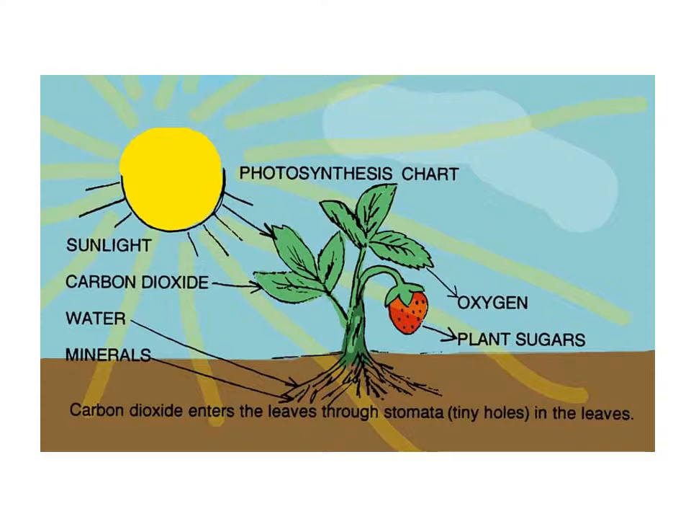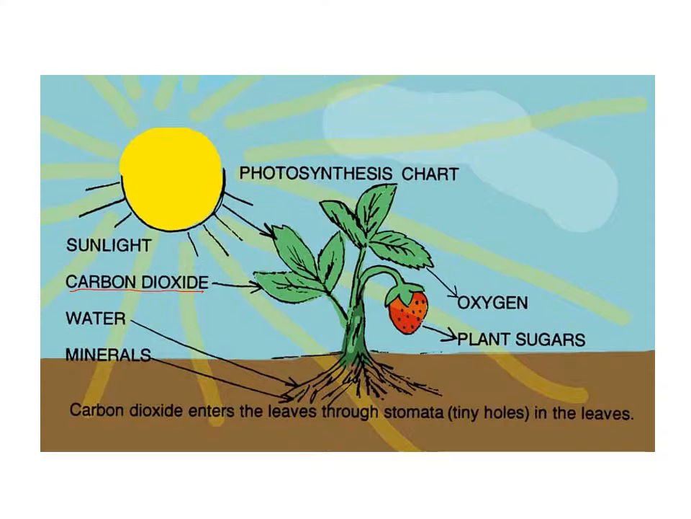This simple diagram does a really good job of showing you exactly all the pieces and parts that are added together to make photosynthesis happen. You have sunlight, carbon dioxide, water, and some minerals that are absorbed by the plants. Now, I want to take a second to point out here, and we will be learning about this in more detail, that carbon dioxide is literally absorbed inside the leaves of most plants.